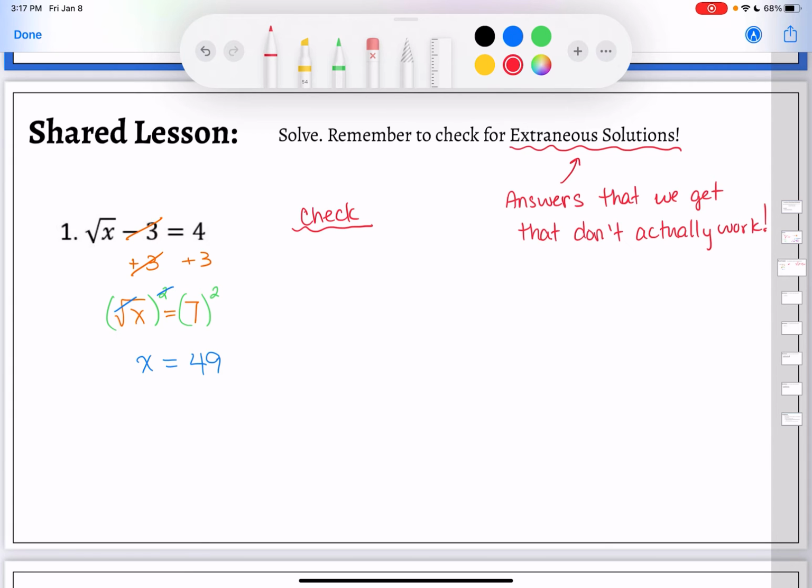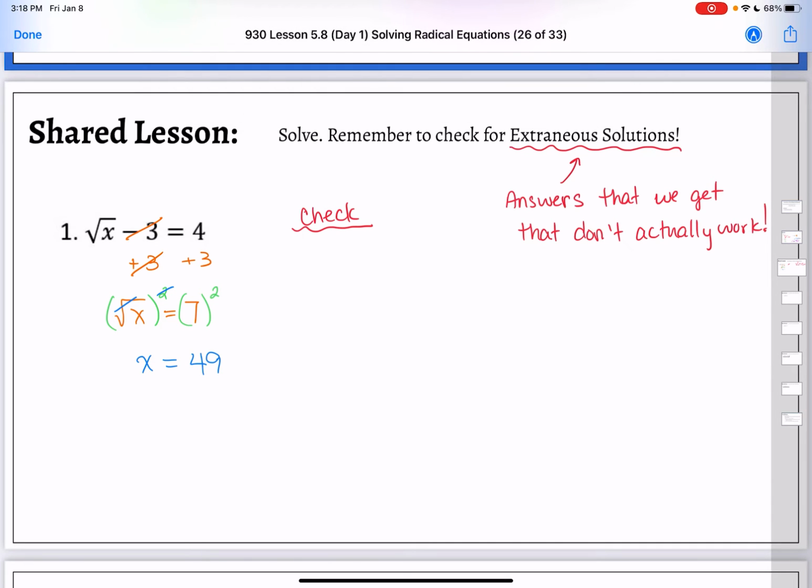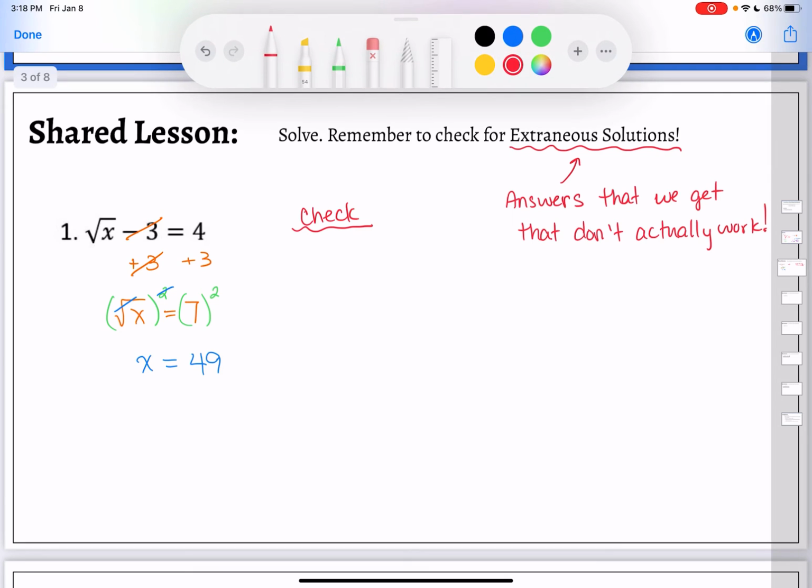We haven't really been making you do that too much this year, because usually, unless you made a mistake in your arithmetic, your answers would work. But when we have a square root like this, there are situations where you could do everything right and that answer just doesn't work in your equation, because there are some things that you can't take the square root of. So we actually have to show our work for checking every single answer on every problem that involves a square root. So I would say I have the square root of x, which we now know is 49.